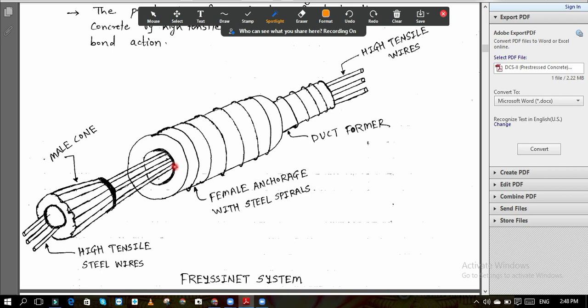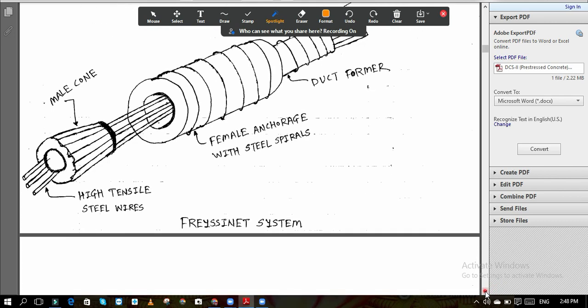So on the cables the tensile force is applied, so that in the female cone the tensile stress gets converted into compression in the concrete, and then the prestress can be developed in it. Okay, so this is the Freyssinet system.